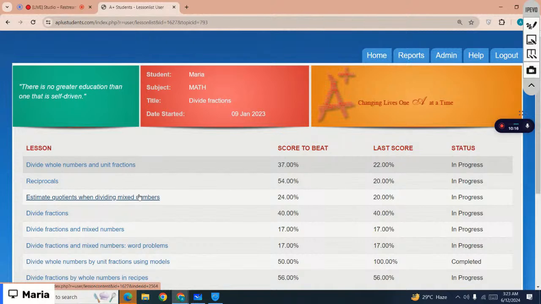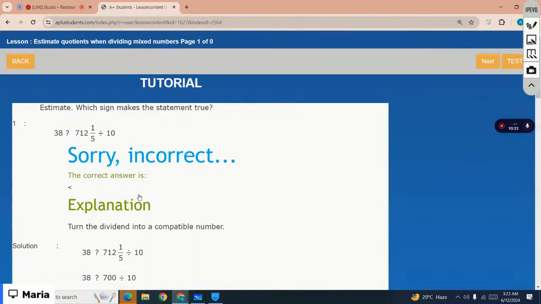So right now I'm on the grade 6 math, right? Estimate quotients when dividing mixed numbers. Let's just start with the lesson.